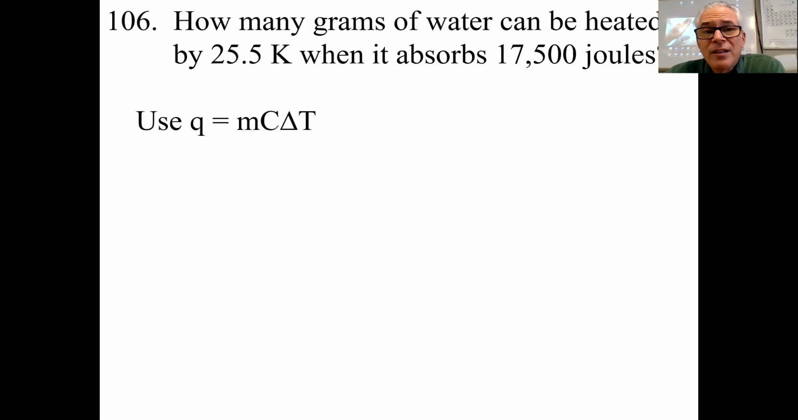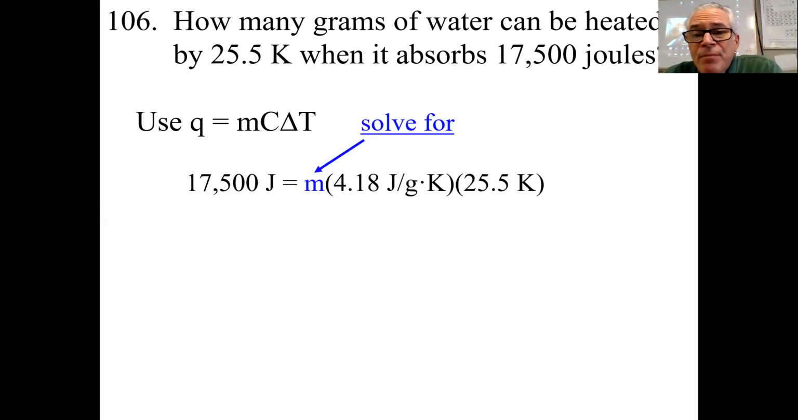Q equals MC delta T. Stuff is changing temperature. Q is joules. Plug the joules in. M is the unknown. The question is how many grams? It's water, so the C value for liquid water is in table B, 4.18 joules per gram Kelvin, and the delta T is 25.5. You don't even have to figure that out. It's right there. In this case, we have to solve for M.